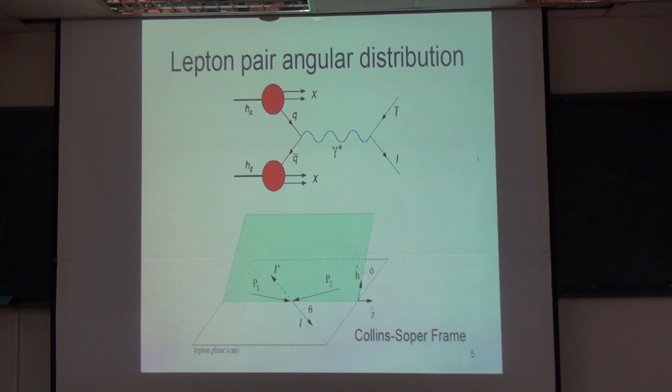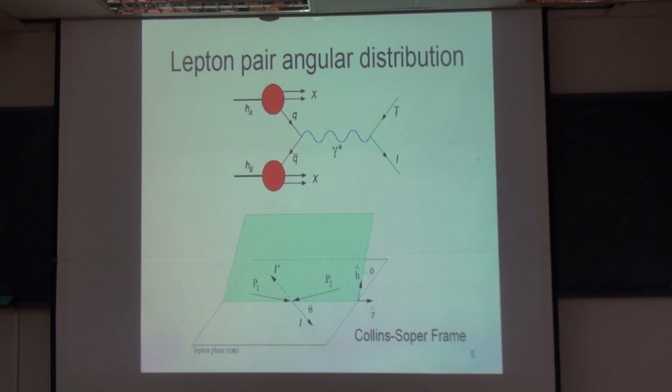This is the diagram for the Drell-Yan process. You collide two hadrons, so the quark and antiquark annihilate into a virtual photon, and then produce the lepton pair, L and L bar. We can study this process in the so-called Collins-Soper frame. This frame is defined as the center-of-mass frame of the lepton pair. You can see that the lepton and the anti-lepton are located on this y plane. We use the dashed line to mean that the L prime momentum is behind this green plane.